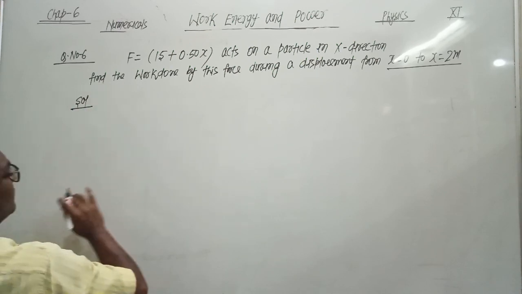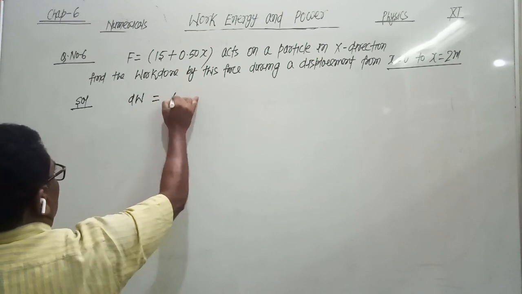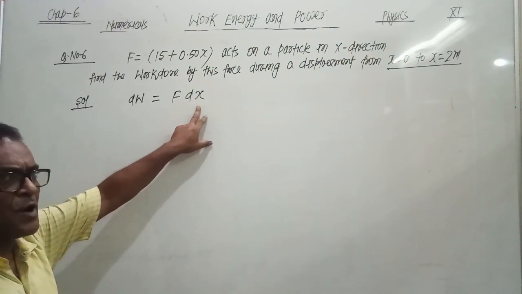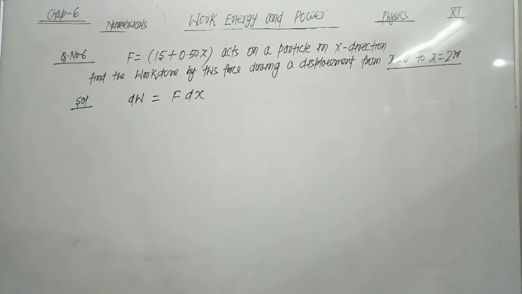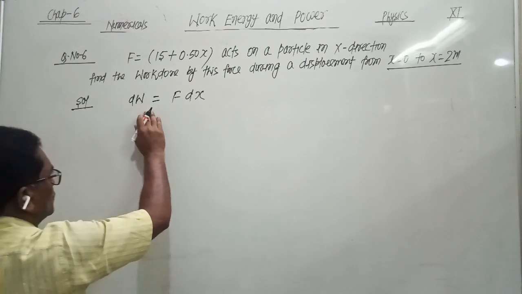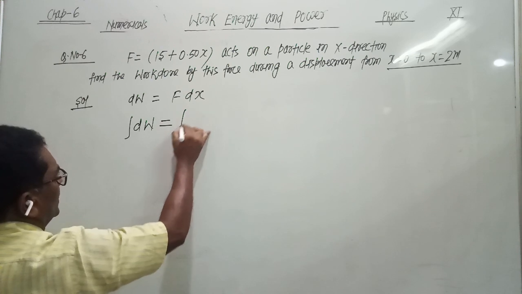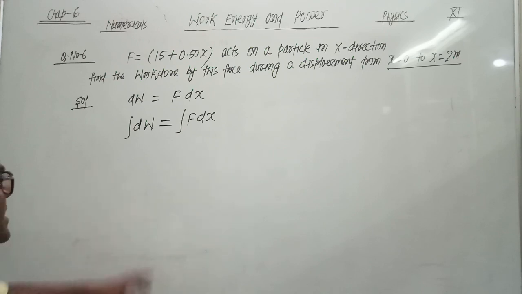We know the formula for work done. dW, the small amount of work done, is given by F into dx. If the displacement is small, then the work done will be small. So dW equals F into dx. This is the small work done during a small displacement. To calculate the total work done, we integrate both sides. So integration of dW equals integration of F dx.